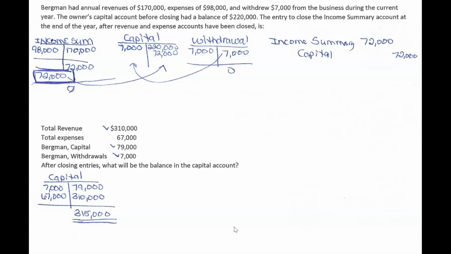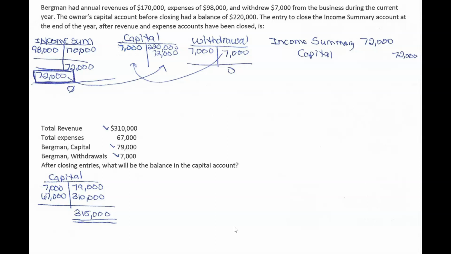Okay. In this problem, we're closing out the income summary account. So Bergman had annual revenues of $170,000, expenses of $98,000, and he withdrew $7,000 from the business during the current year. The owner's capital account before closing had a balance of $220,000. And we need to figure out the entry to close the income summary at the end of the year after the revenue and expenses have been closed.